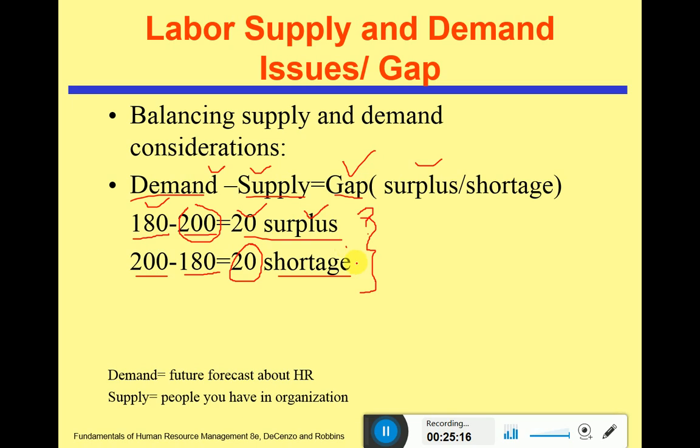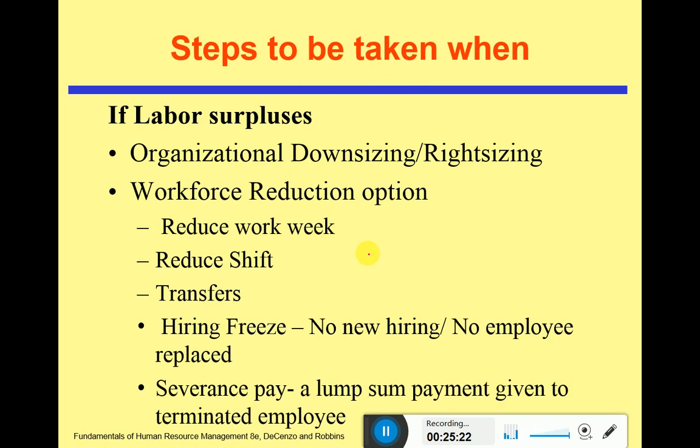Now if there is a surplus, meaning overstaffing, and if there is a shortage, what should HR do? Let's see what steps are to be taken by HR when there is a surplus, meaning overstaffing. The organization's HR is compelled to go for downsizing or, for example, workforce reduction. Workforce reduction options mean reducing employees, reducing the work week, or shift systems, like one shift, two shifts, or three shifts, or reducing working hours.